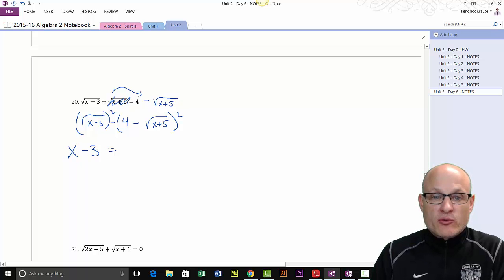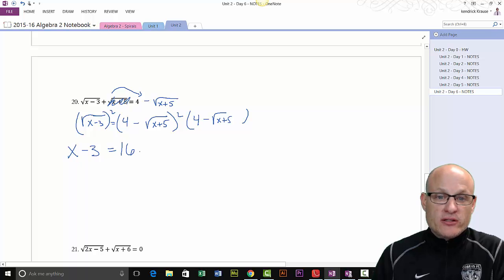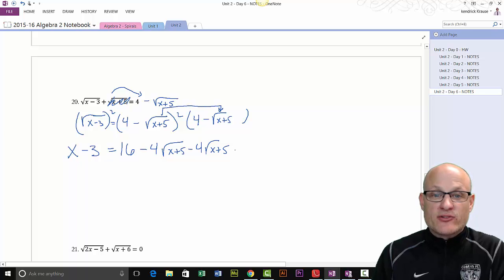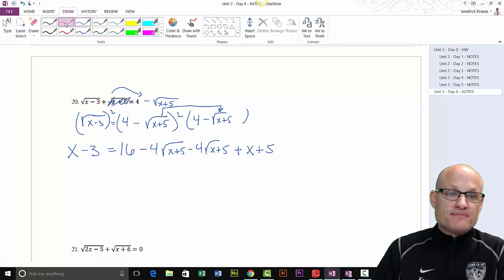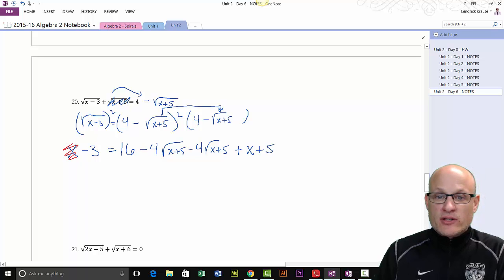This side, though, we have to, remember, we're squaring it, which means we're really just multiplying it by itself. 4 minus radical x plus 5. So 4 times 4 is 16, minus 4 square roots of x plus 5, minus 4 square roots of x plus 5. And then I multiply negative radical x plus 5 times negative radical x plus 5. I just get positive x plus 5. Now I'm going to do some algebra. This x is going to cancel with this x. And I get negative 3 is equal to 21 minus 8 square roots of x plus 5.